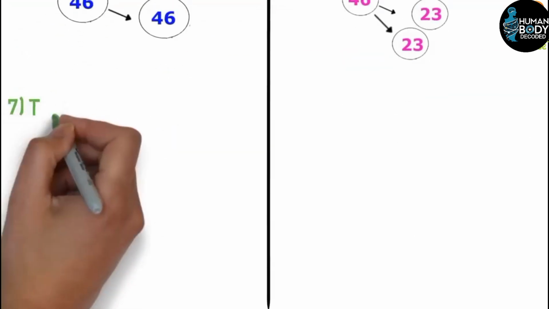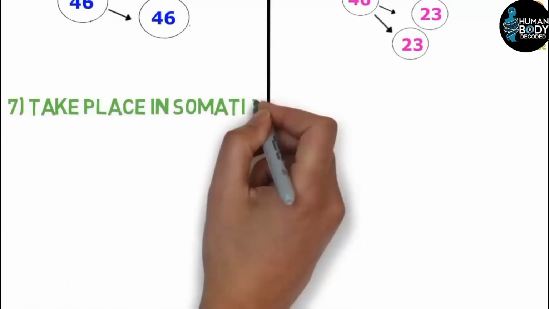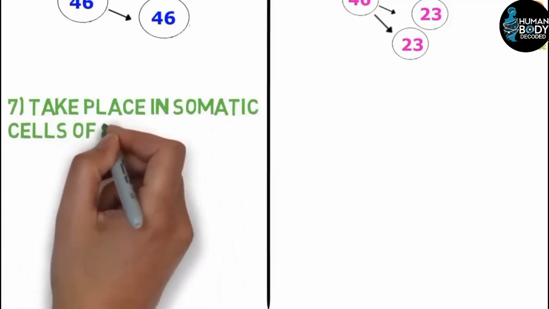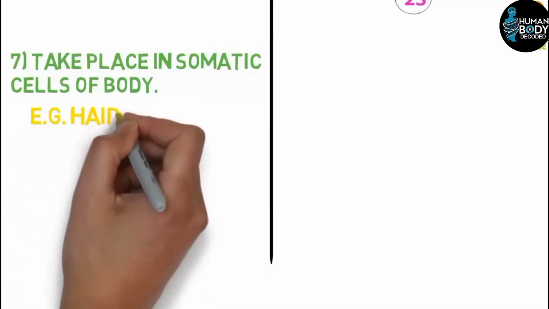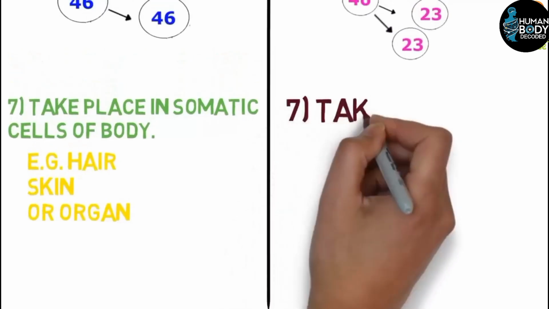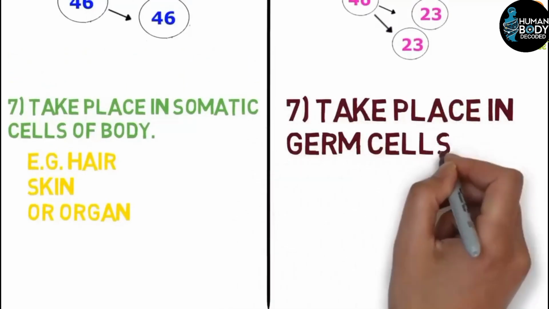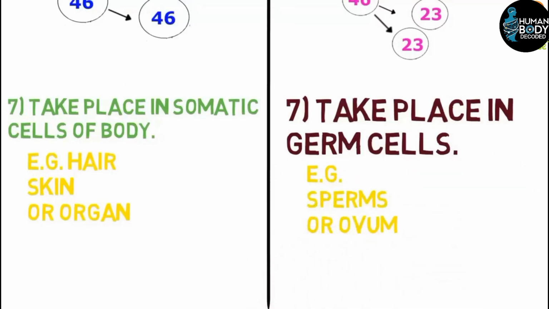Difference number 7. Where they occur. In mitosis, it occurs in the body's somatic cells. Now, what are somatic cells? They are cells like our body's hair, skin, and organs. Mitosis occurs in all of these. But meiosis occurs in germ cells, such as sperm and ovum. In these cells, meiosis occurs. But in hair, skin, and organ cells, mitosis occurs.